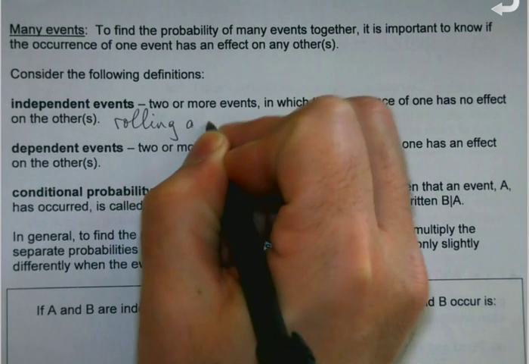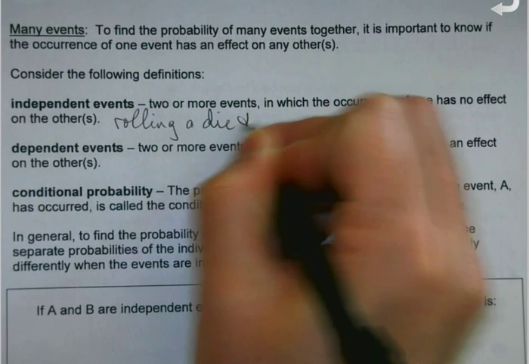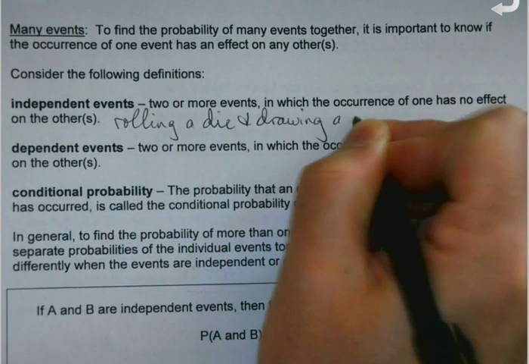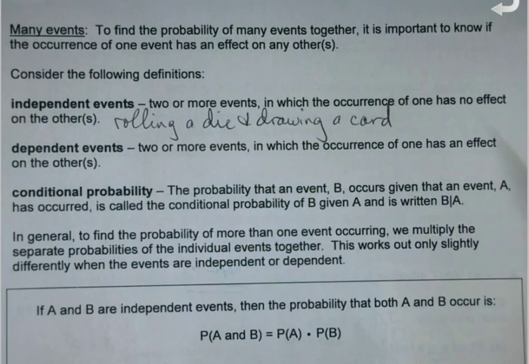Let's say I roll a die and I'm drawing a card. Okay, me rolling a 5 on a die has no effect on which card I'm drawing out of a deck. Just like if I draw the Queen of Hearts, that's not all of a sudden going to make one of the numbers on the die more likely. They're independent events of each other.